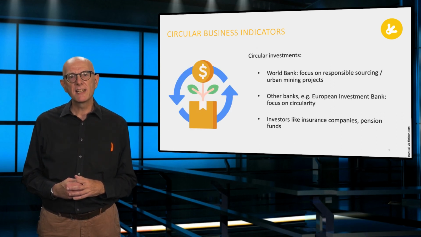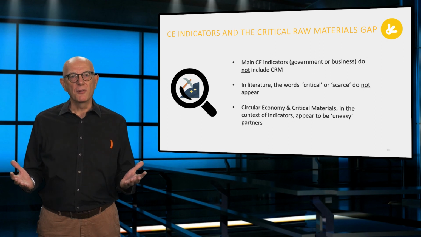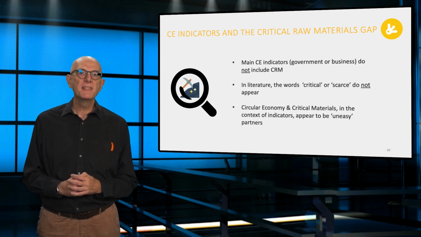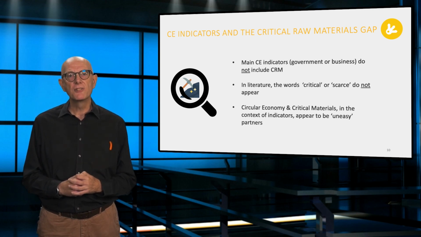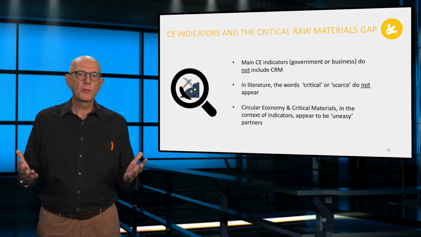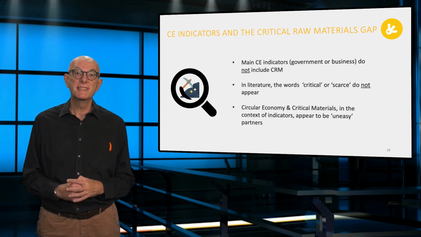Business indicators can include how much is spent on circularity projects, circular investments from banks, and other investments. As usual with the private sector, there is more focus on the financial aspects. So, the main CE indicators, circular economy indicators, be they from governments or from business, do not include critical materials in their measures. In turn, publications on circular indicators do not feature the words critical or scarce, a reflection of the actions of governments and businesses themselves.